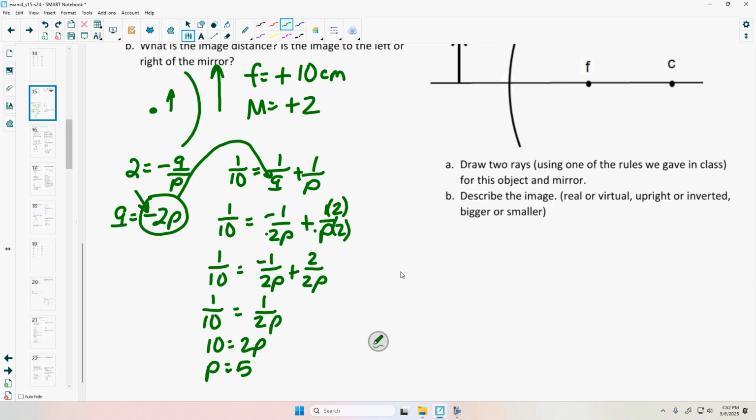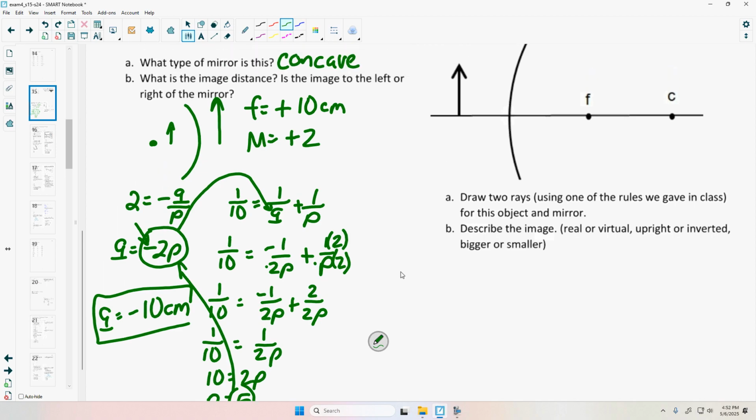Okay, once I know P, then it's really easy to find Q, because I just say P and put it up here. So I say Q is equal to -2 times 5 or -10 centimeters. So that's Q, but I also want to know, is it to the right or the left of the mirror? Well, since Q is negative, that tells me that it's to the right. But I knew it's to the right of the mirror anyway.